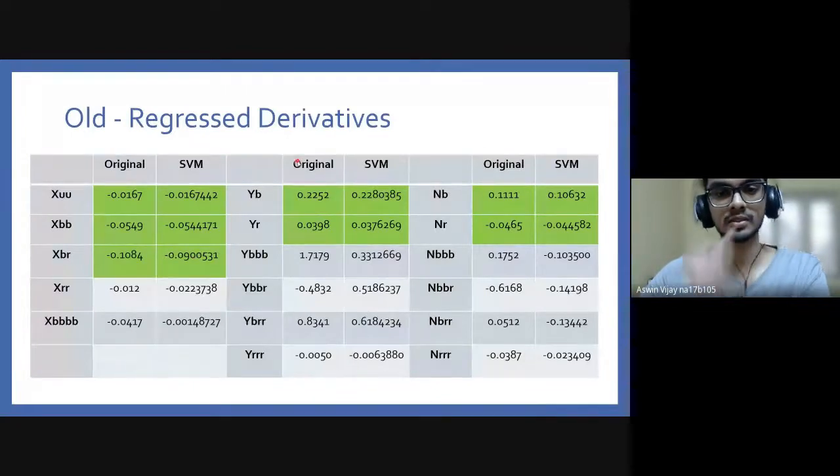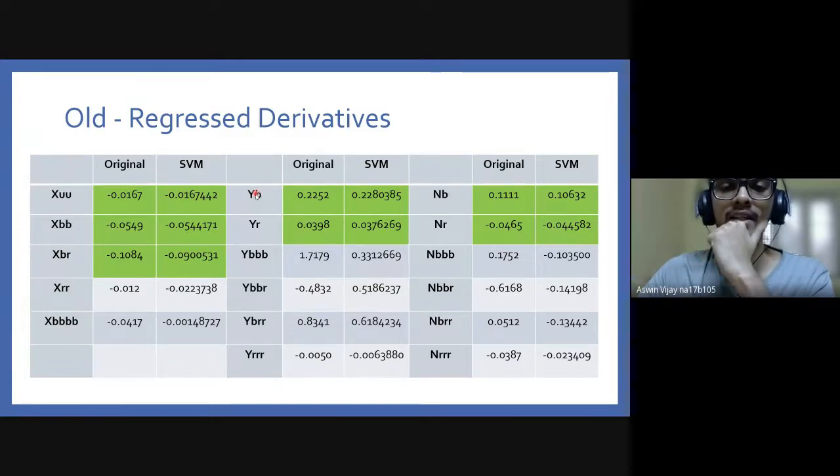So this was my last result, the old regressed derivatives. As you can see, the linear derivatives, YB, YR, NB, NR are mostly accurate, and some of the surge derivatives are also accurate. But the majority of the non-linear derivatives, YBB, YBR, beta beta R, beta R R, where they are mixed, are not matching exactly. And this was attributed to something called parametric drift.